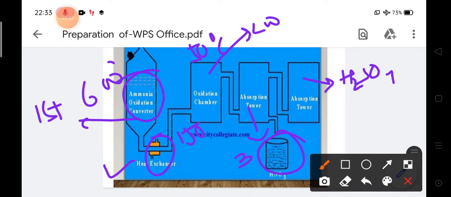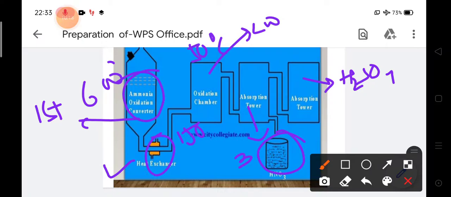So please remember the steps; there are mainly three steps. Number one, oxidation of NH3 to prepare NO, then oxidation of NO to prepare NO2, and then absorption of NO2 to make HNO3. Although, to increase the concentration of HNO3 we have to use another step, where we use H2SO4 as a dehydrating agent.